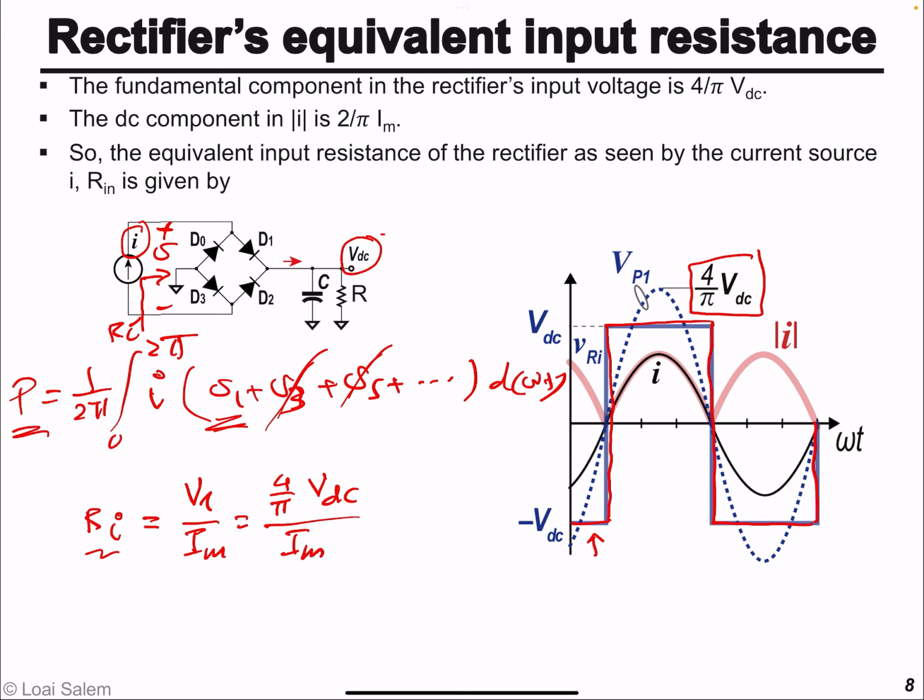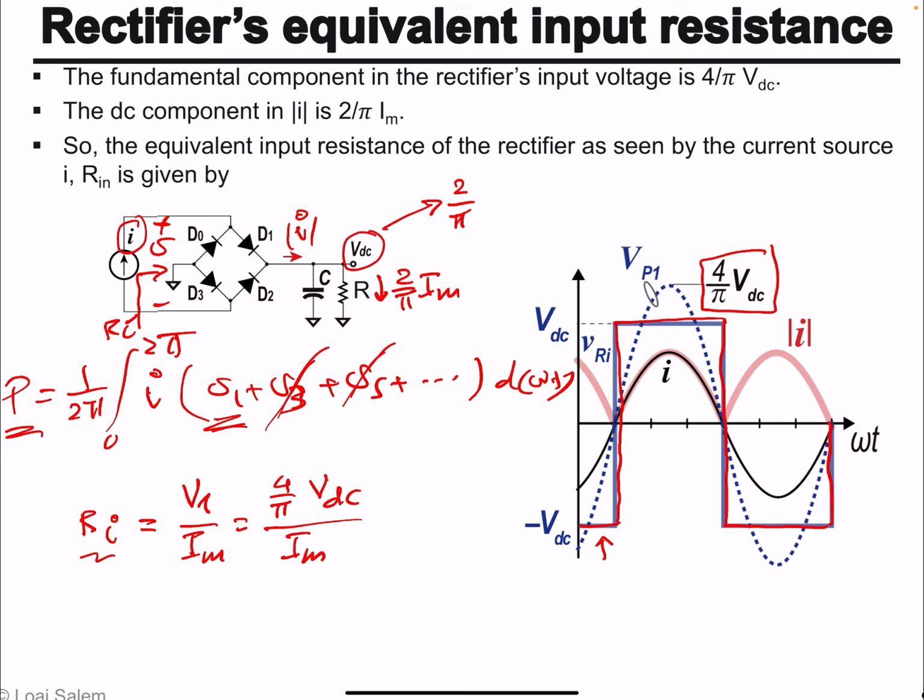And for the voltage VDC, we mentioned that the DC component of the rectified current is equal to 2 over pi times Im. And so the voltage here will be 2 over pi Im times the load resistor R. So we have 4 over pi, and then 2 over pi Im times the load resistor R divided by Im. Im will cancel Im, and then we have 8 in the numerator over pi square times the DC load resistor R.